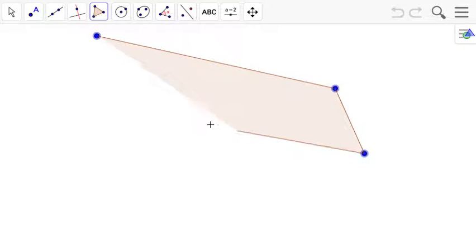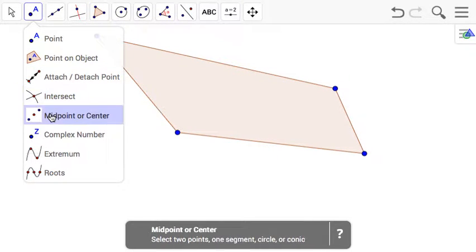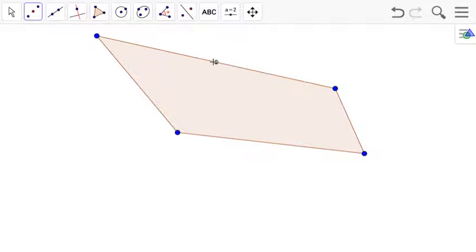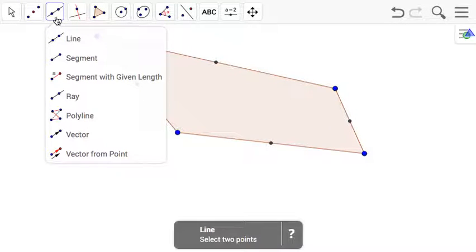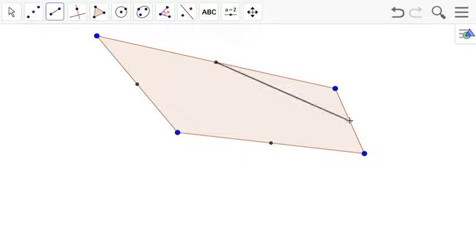Start by selecting the polygon tool and drawing a random quadrilateral. I now want to find the midpoints of all four sides, so I'm going to go to my point tool and select a midpoint. And I'm going to select my four sides so that it can find the midpoint. I'm now going to join those four midpoints, so I'll go to my line tool and select segment and draw segments between adjacent midpoints.